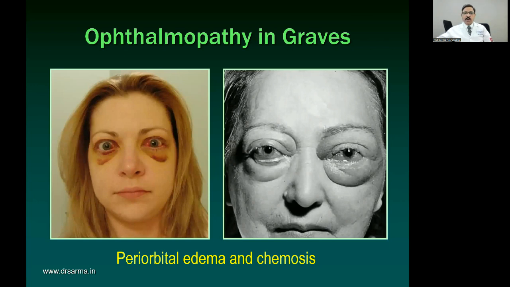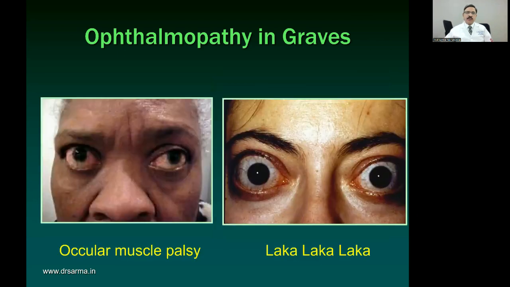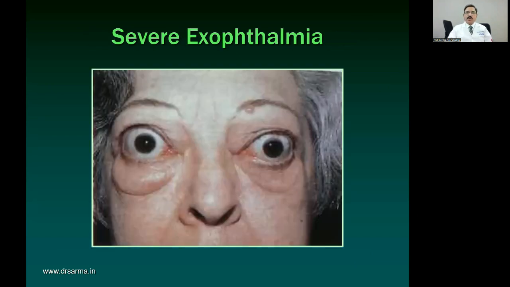You see the periorbital edema and chemosis. You can see the swelling of the conjunctiva, periorbital edema and chemosis. And you can see ophthalmopathy. You can see there is a left side sixth nerve palsy on this left picture. And you see sometimes the very exophthalmic, frightening type of pictures. Okay. Now you see severe exophthalmos is there.